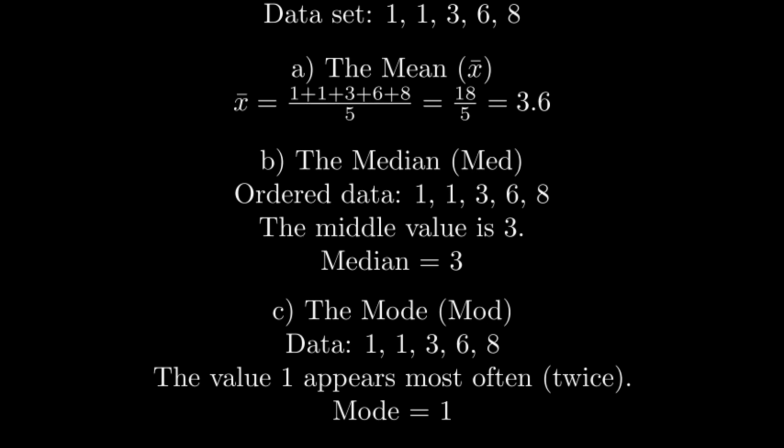Finally, for the mode, we look for the most frequent value. In the set 1, 1, 3, 6, 8, the number 1 appears twice, while all other numbers appear only once. Therefore, the mode is 1. It's important to consider which measure of average is most appropriate. The mean is sensitive to extreme values, while the median is not. The mode is most useful for categorical data.